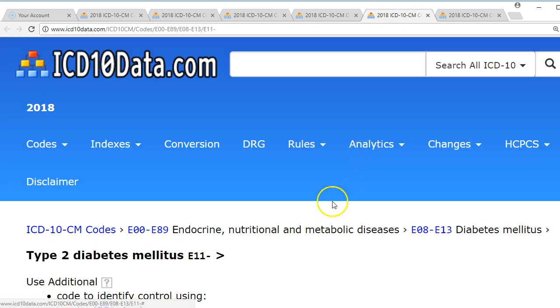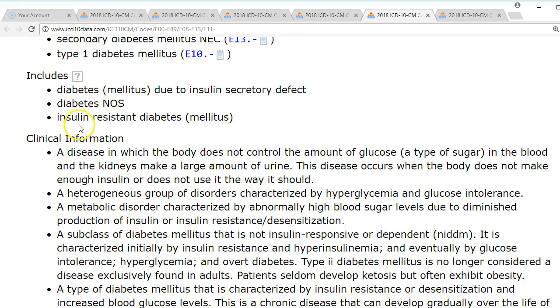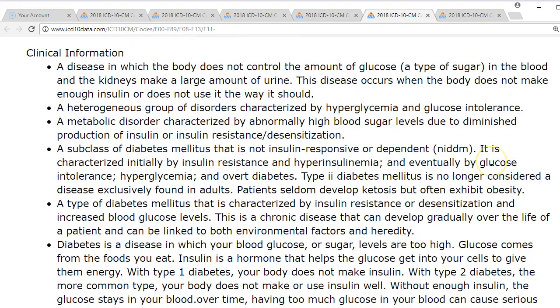Versus type 2 diabetes mellitus, is also known as insulin-resistant diabetes or diabetes NOS. And this is basically when the body produces insulin but can't absorb it properly. And so it's non-insulin responsive. And so what happens here is, again, we get high blood sugars because the body cannot use the insulin properly anymore. This is also known as adult onset diabetes.